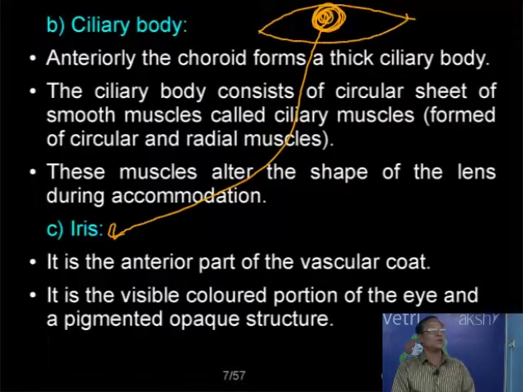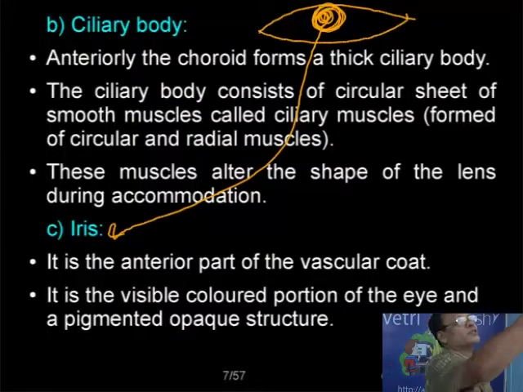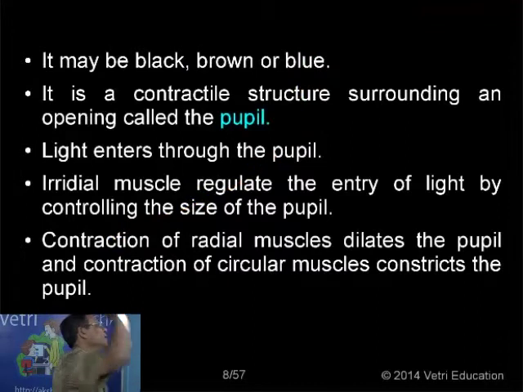Again it is a visible colored portion of the eye and a pigmented and opaque structure. It is opaque, not allowing the light rays to pass across. Again it is dark in color. This is because of the pigmentation. So this is the visible, colored part of the eye region, a pigmented, opaque and non-transparent structure.